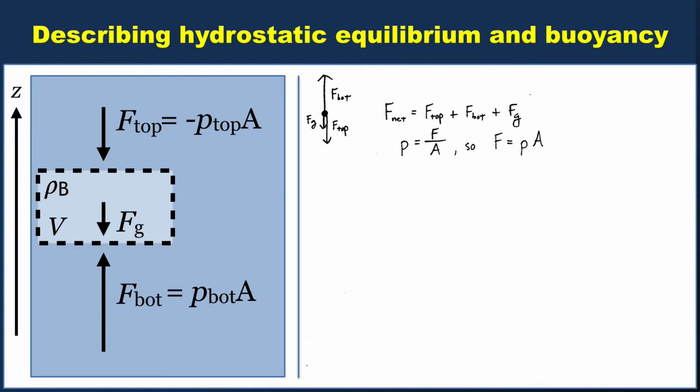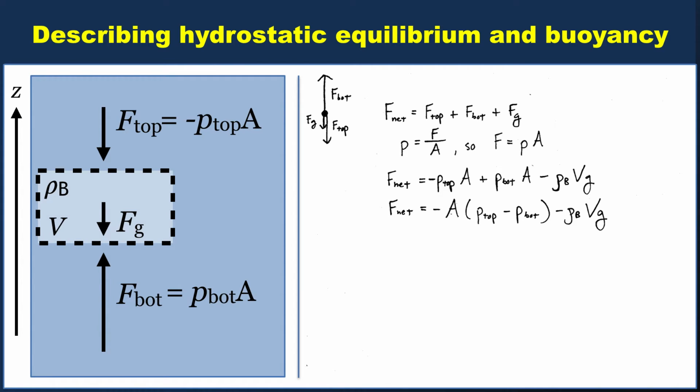So if we put that all into our expression for the net force, we get that the net force is minus P top times the area plus P bottom times the area minus rho b v g, where that last term is just a modified version of the force of gravity. Rho b times v is the total mass of stuff in the box, and of course minus gives the direction, little g just converts the mass into a weight. We can pull out a factor of minus A just to clean this up a little bit, and now what we're going to want to do is to rewrite this in terms of the position of the top of the box relative to the position of the bottom of the box.